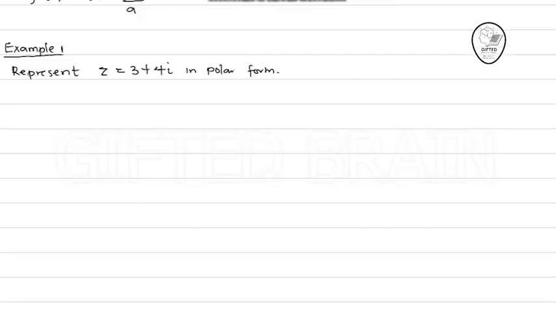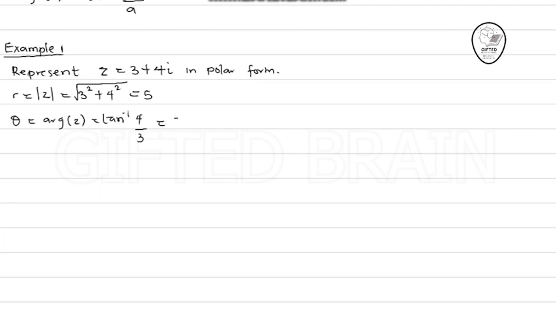This question says represent z equal to 3 plus 4i in polar form. First of all, get your r, which we call the magnitude of z or modulus of z, which is the square root of 3 squared plus 4 squared. This will give us 5. The next thing is to get our angle, which is arg of z, same thing. It is simply tan inverse of 4/3, imaginary part over real part, and that gives us 53.13 degrees.